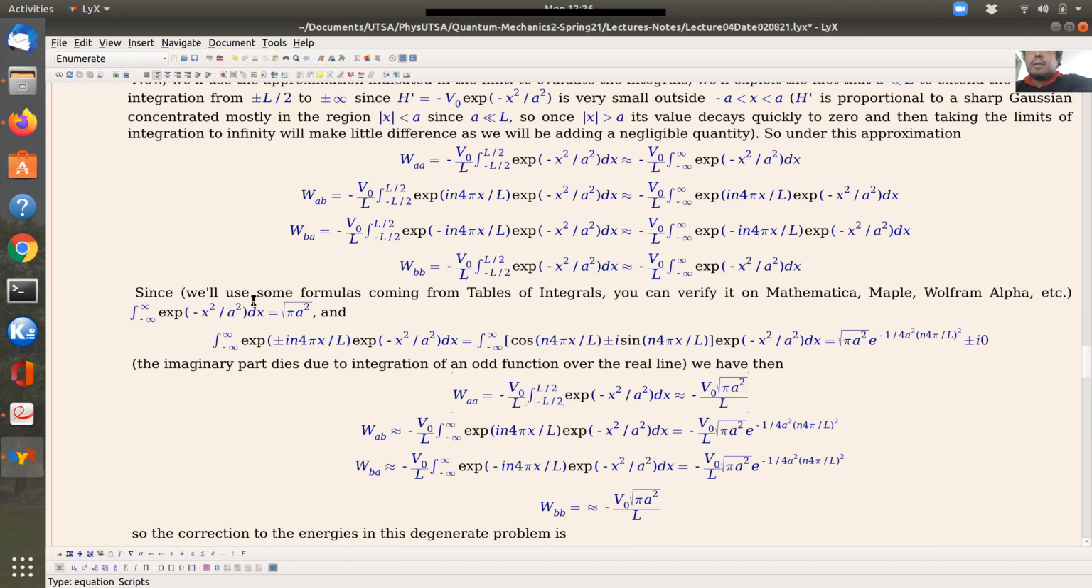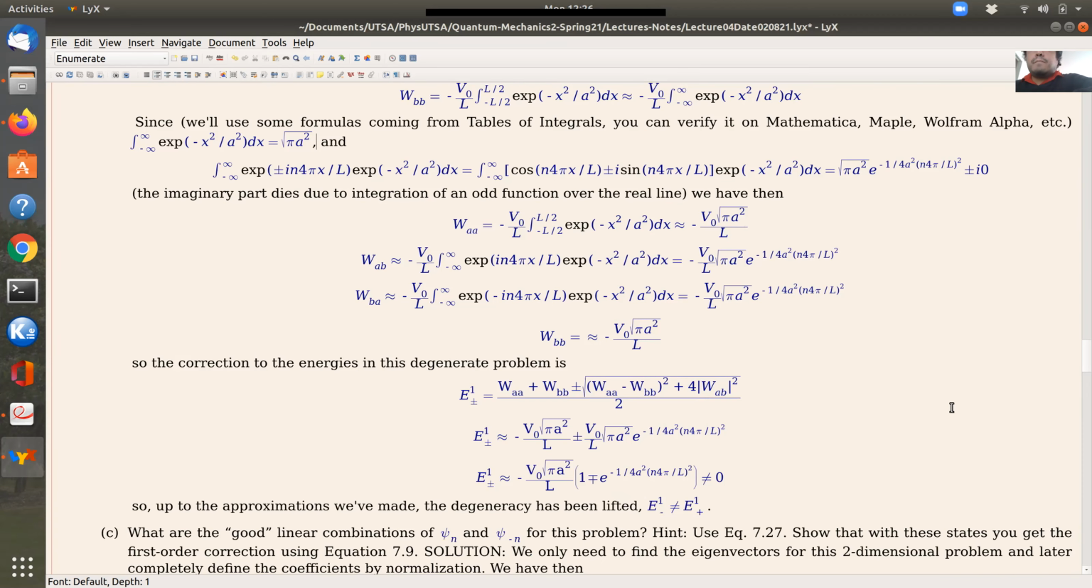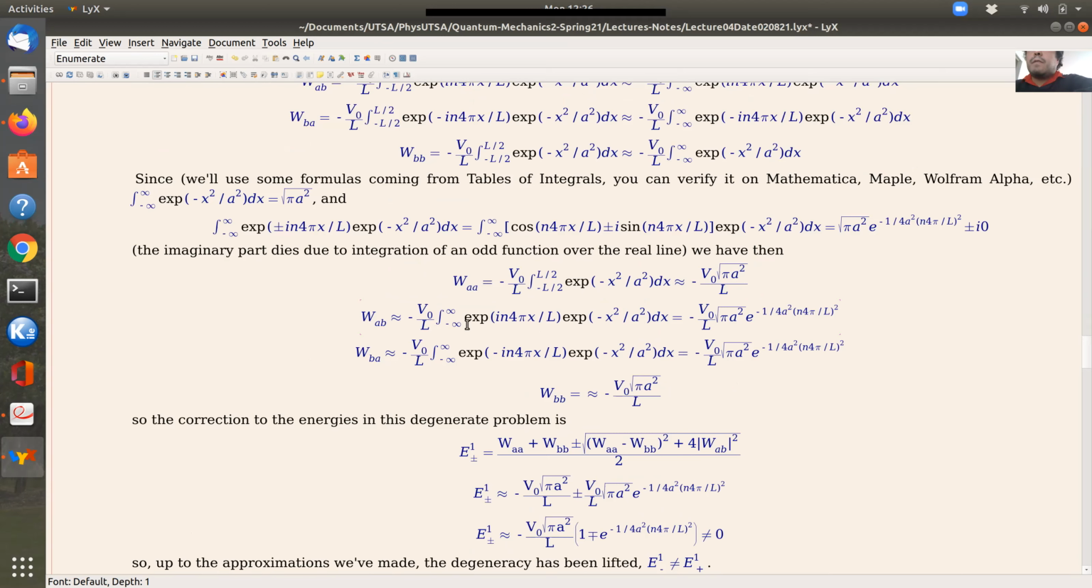It's approximated by the Gaussian formula by taking the limits of integration to infinity. In the other, I'm using this result, so I'm plugging it in already. And W_BB is also related to the Gaussian, so it has the same value. So we now have the coefficients of the matrix that we need in order to calculate the energy corrections up to first order.